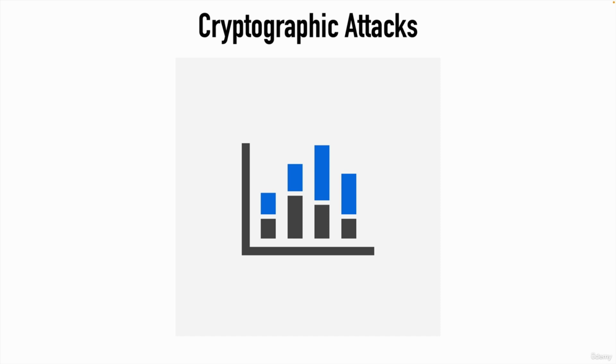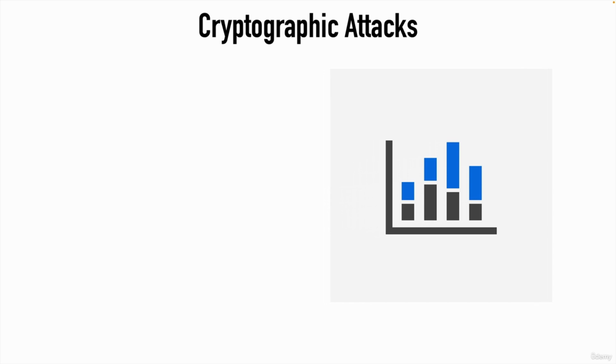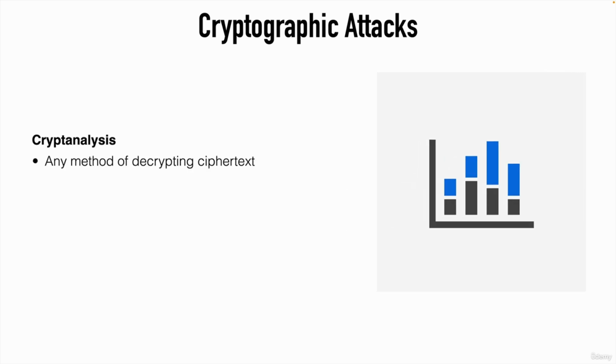Cryptographic attacks against our encrypted information are often referred to as cryptanalysis. So you might see these attacks referred to as either cryptanalysis attacks or cryptographic attacks. Cryptanalysis itself is defined as any method of decrypting ciphertext into plain text. So this is essentially the opposite of cryptography.